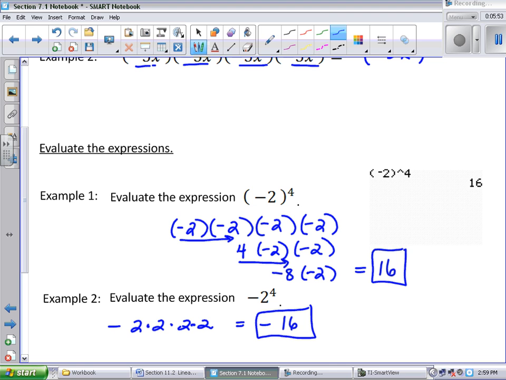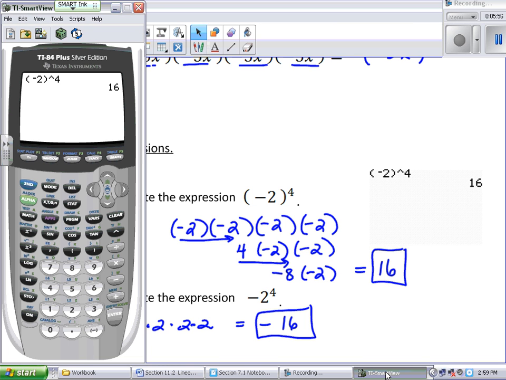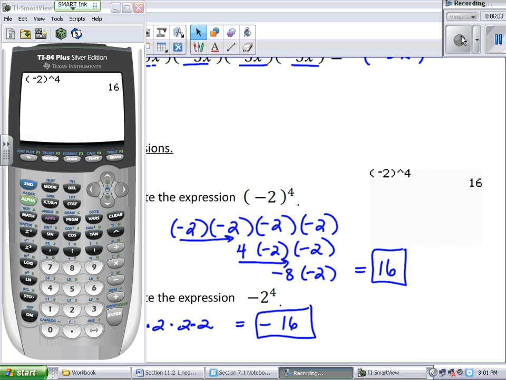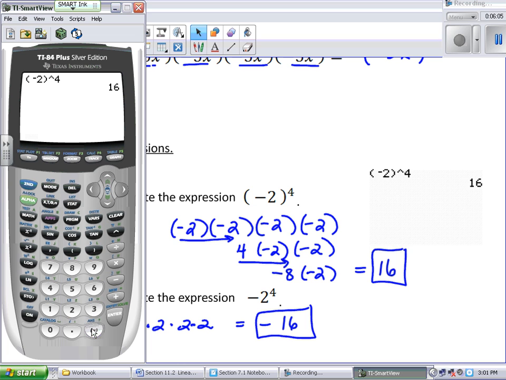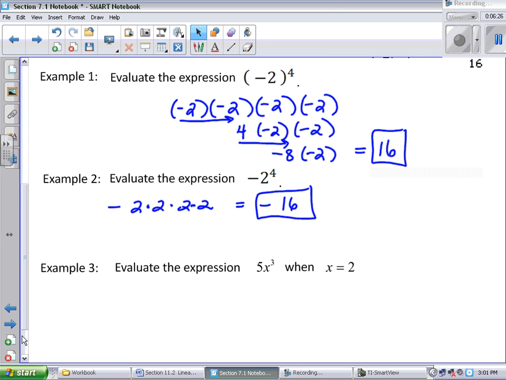So on the calculator, if I bring my calculator back up, we saw negative 2 in parentheses raised to the 4th power is 16. So if we type negative 2 raised to the 4th power on our calculator, and we type it correctly, it will give us negative 16, because the calculator understands that without the parentheses, the base for our exponential expression is only the number 2. Let's look at a couple more examples.